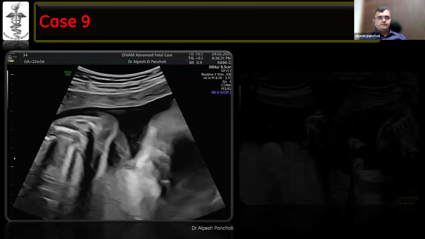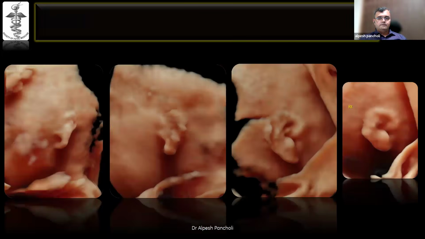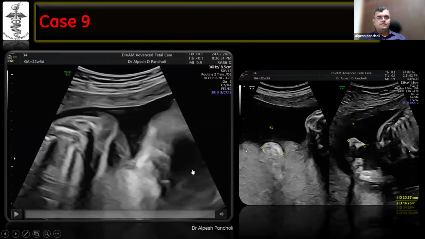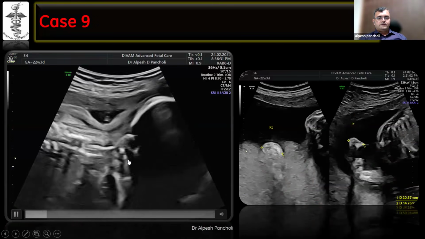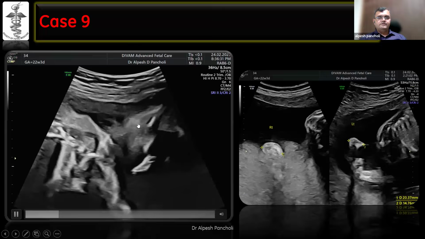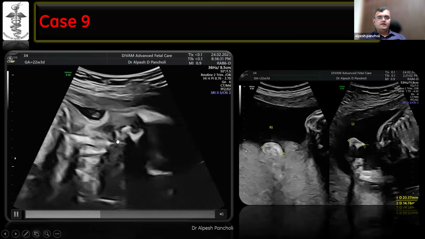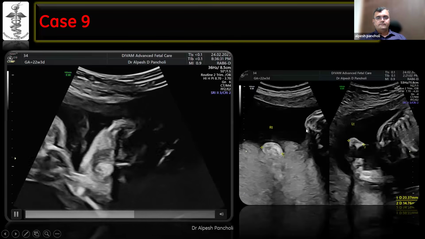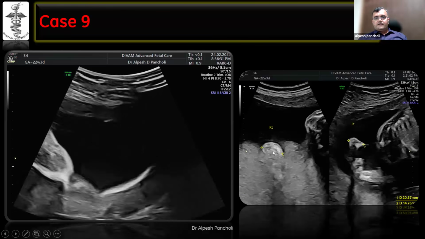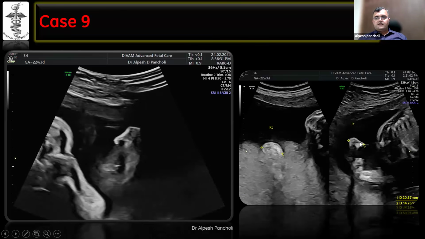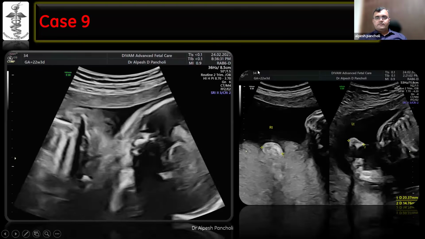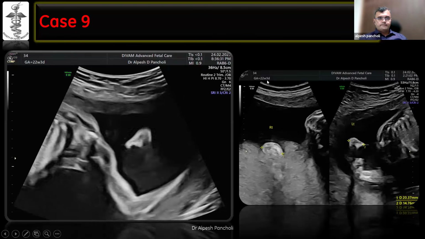Coming to case 9. Here we can see the left ear is very small and dysmorphic. The right ear is of normal size. The left ear is measuring only 15 millimeters. This is 22 weeks, 3 days.